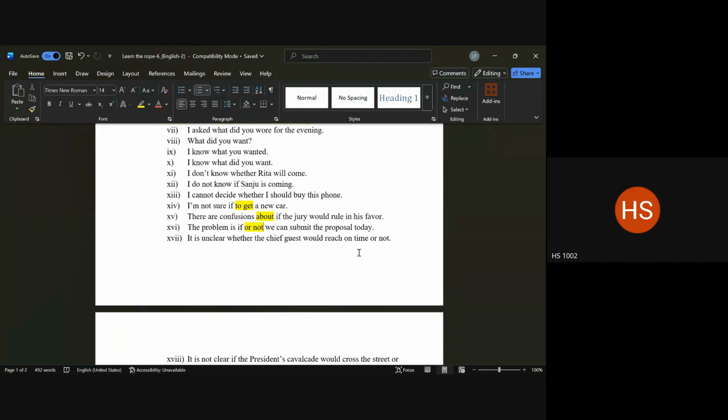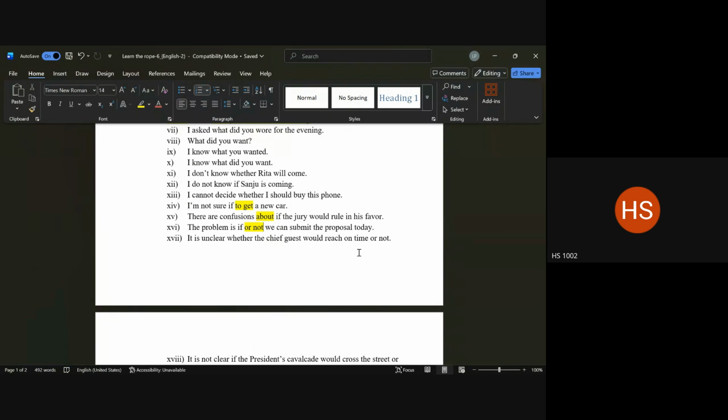You can also use if instead of whether. So you could say, "It is unclear whether the chief guest would reach on time or not," which is grammatical. You can also say, "It is unclear if the chief guest would reach on time or not," because "or not" is now at the end of the sentence. If we had to put "or not" right after "unclear," then you have to choose whether. No if works. "It is unclear whether or not the chief guest would reach on time" is the grammatical sentence. So if "or not" is at the end, then if or whether goes.